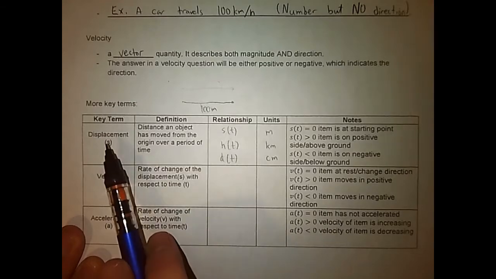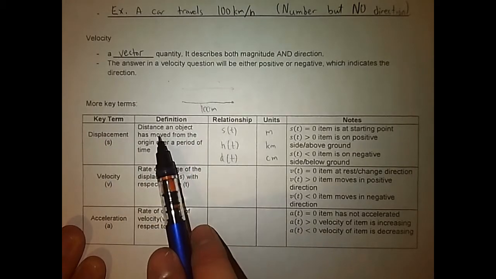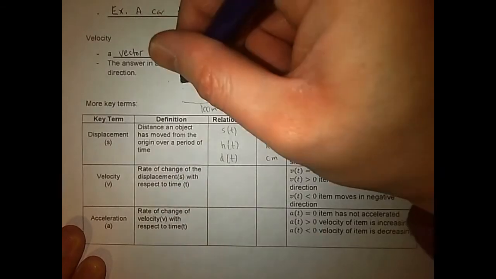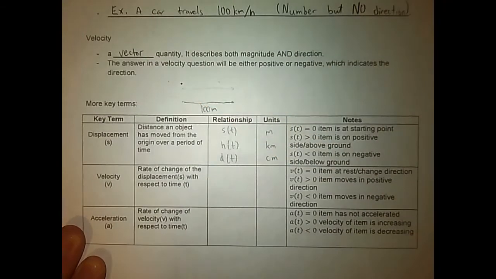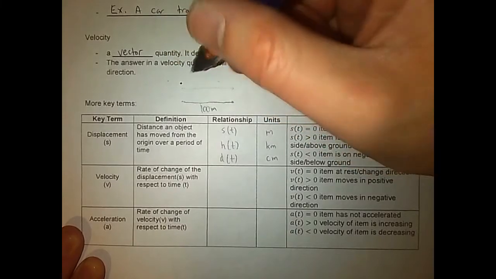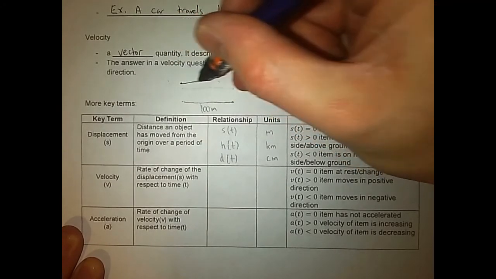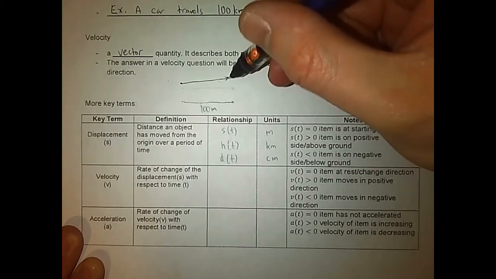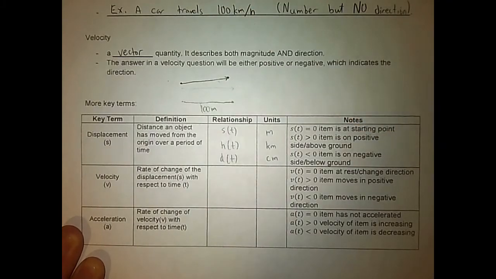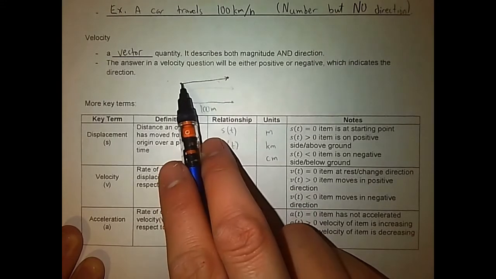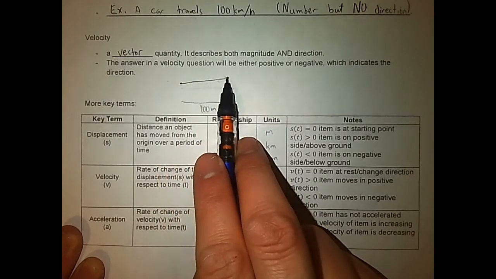But displacement talks about how an object has moved from one place, let's say an origin, over a period of time. So if we have a starting place here, how has this object or person or item moved from its starting position to another spot or another point? What's important is not only their distance from that starting point, but also their direction from that starting point.